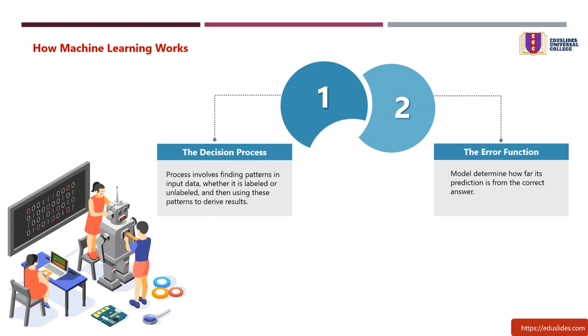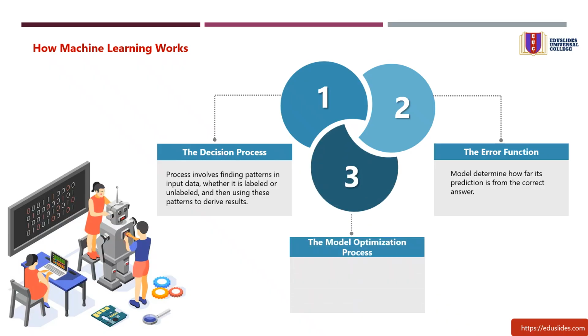A large discrepancy between the prediction and the ground truth means the model needs to adjust its parameters. The ultimate goal is to minimize this error and achieve higher accuracy in predictions. Stage 3. The model optimization process. The goal of machine learning is to improve the model's predictions by reducing the error between its predictions and the actual outcomes. This process involves optimizing the model's parameters, or weights, so that the model better fits the training data.